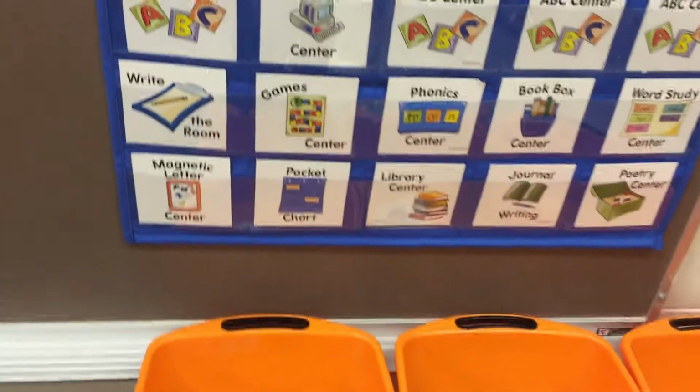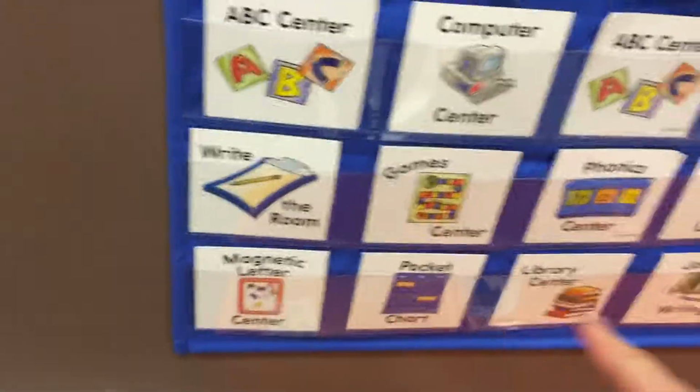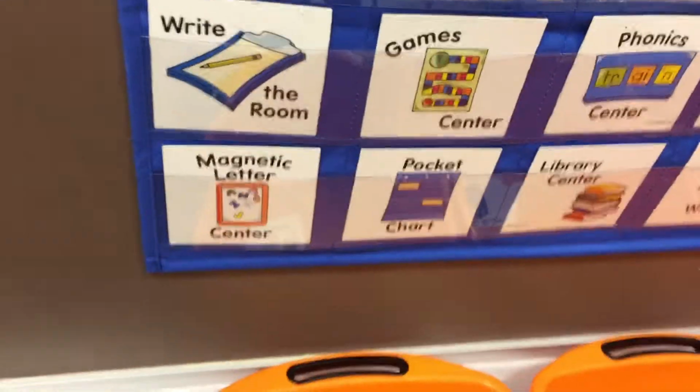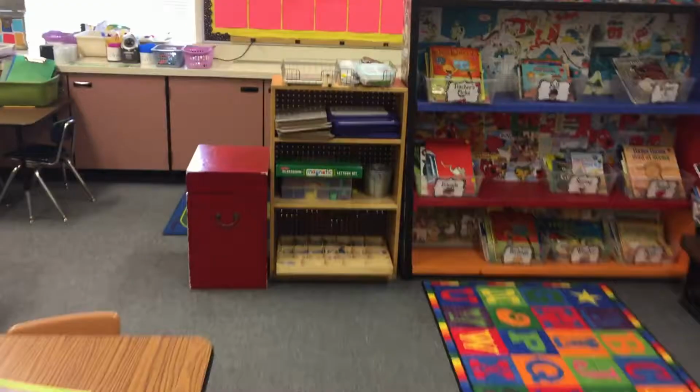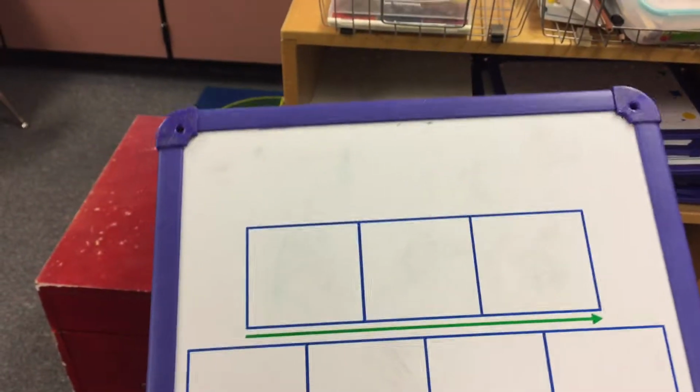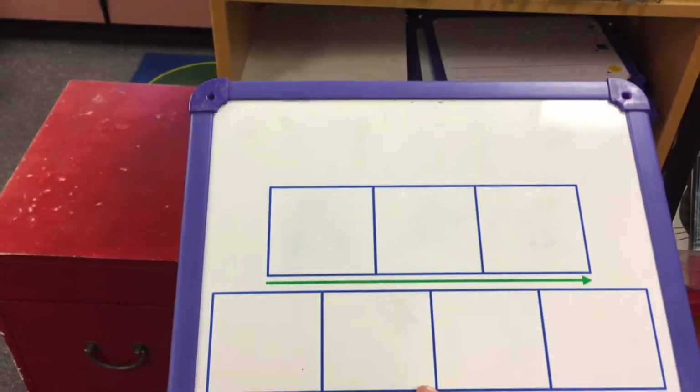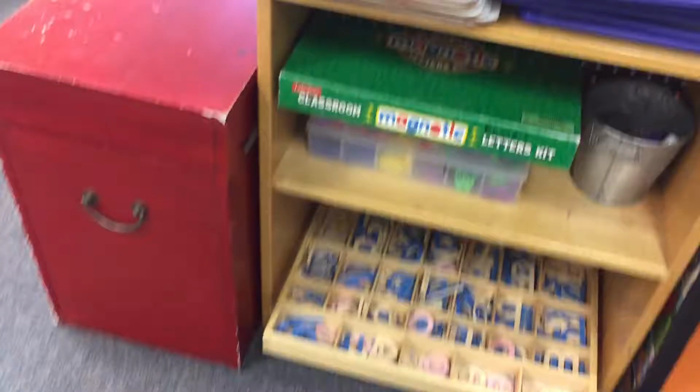So, for example, these won't change very often. For example, the magnetic letter center will be someplace over in the room right over here, and it's not set up very well yet, but they can use these magnetic letters, and these whiteboards that are magnetized to work with those letters. They can also use these letters down here, and that's just one of the centers that's around this room.